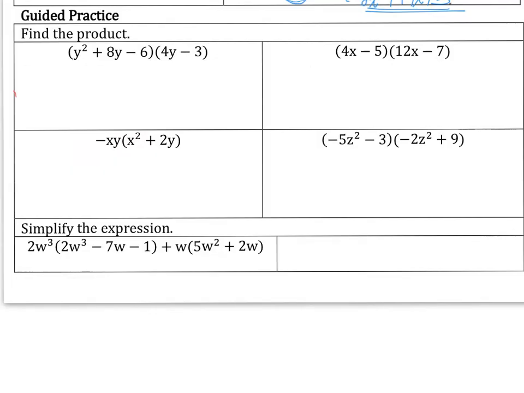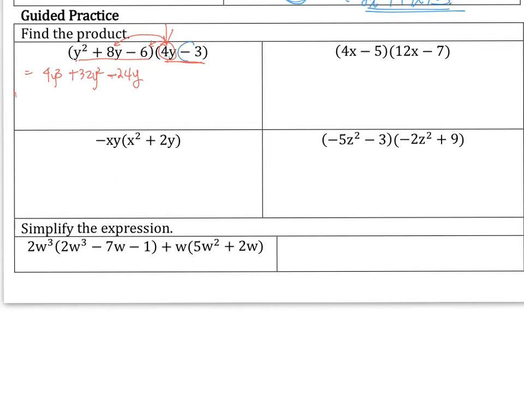Okay, now we can do some practice. I won't show as much work as before now. Now I see that I have a polynomial and a binomial. So I'm going to begin with the binomial and read backwards and begin with 4y. 4y times y squared makes 4y cubed. 4y times 8y gives me positive 32y squared. 4y times negative 6 gives me negative 24y.